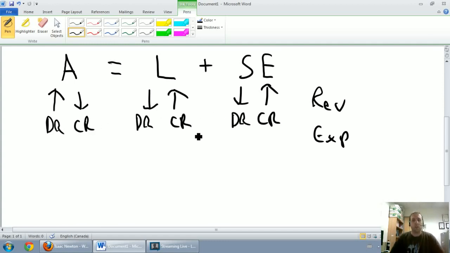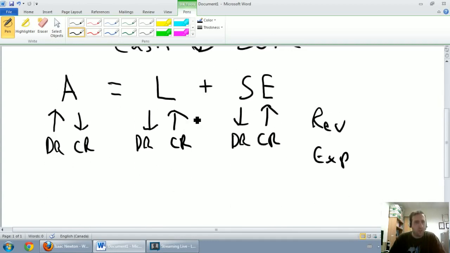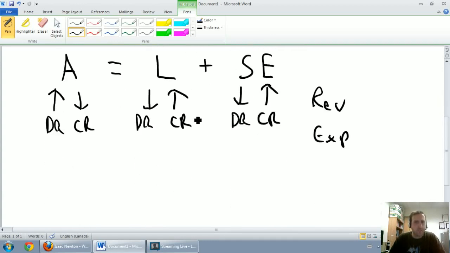As I said, accountants don't draw up arrows and down arrows when they buy and sell assets or when they record transactions. They record debits and credits.